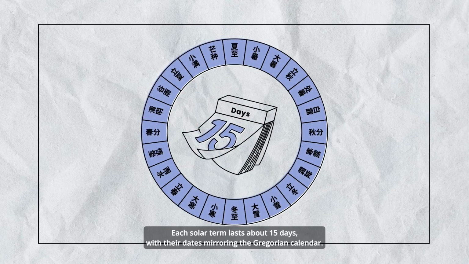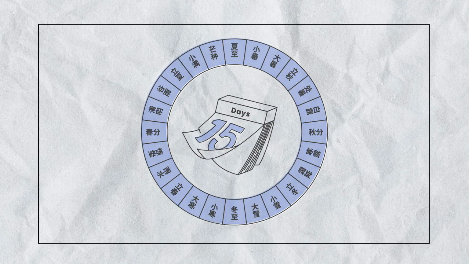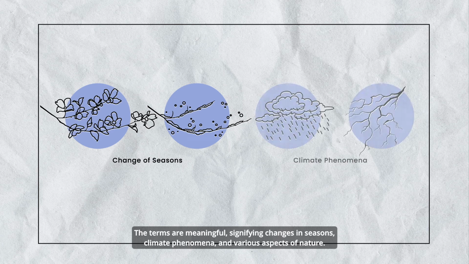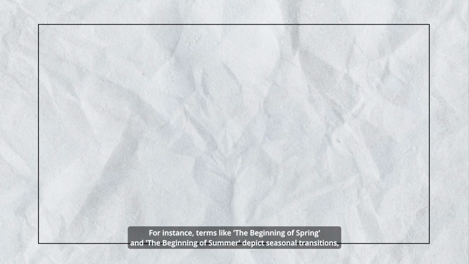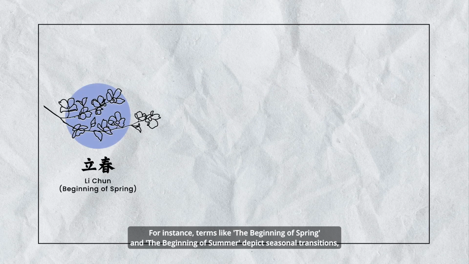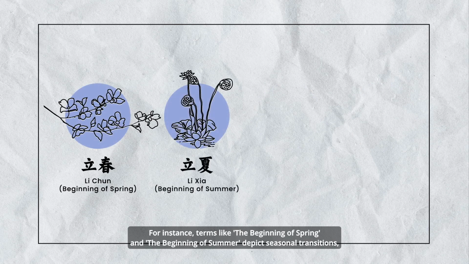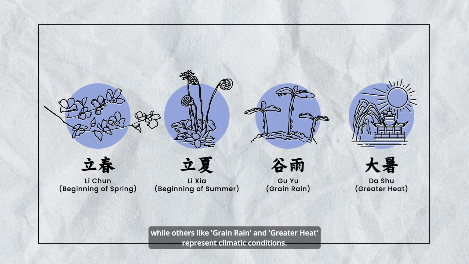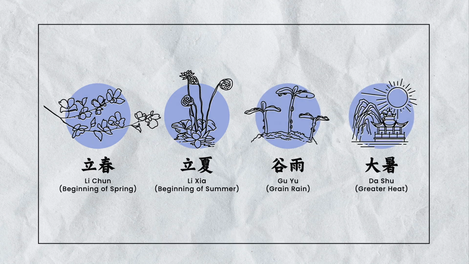Each solar term lasts about 15 days, with their dates mirroring the Gregorian calendar. The terms are meaningful, signifying changes in seasons, climate phenomena, and various aspects of nature. For instance, terms like the beginning of spring and the beginning of summer depict seasonal transitions, while others like green rain and greater heat represent climatic conditions.